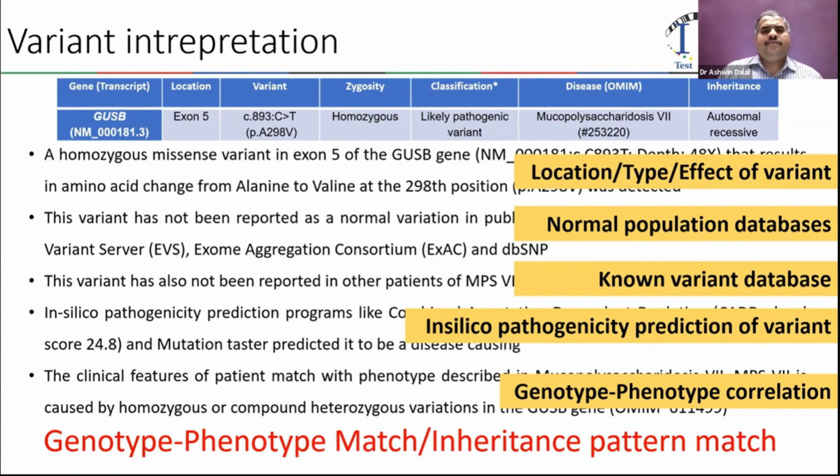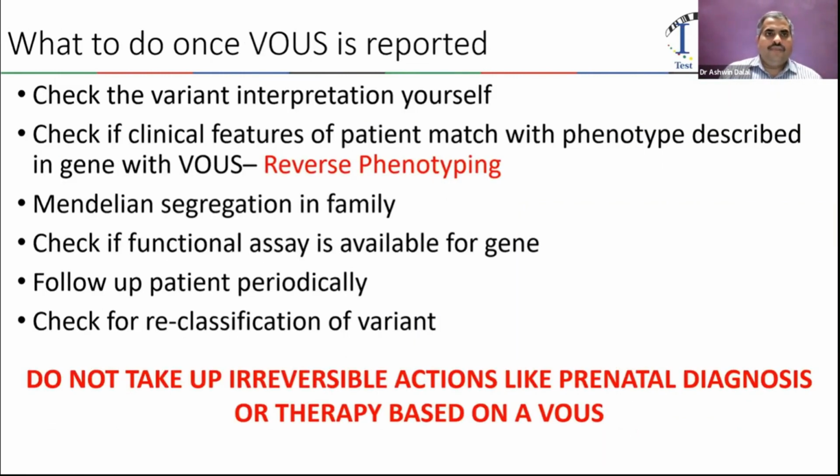So, in this way, we can easily classify any variant by taking the stepwise approach: using location-based classification, then looking at the frequency in the normal population, then looking at whether this is a known variant in the databases, then looking at the pathogenicity prediction of this variant, followed by Mendelian segregation in the family, and then most important is the genotype-phenotype correlation of this variant with the known clinical phenotype.